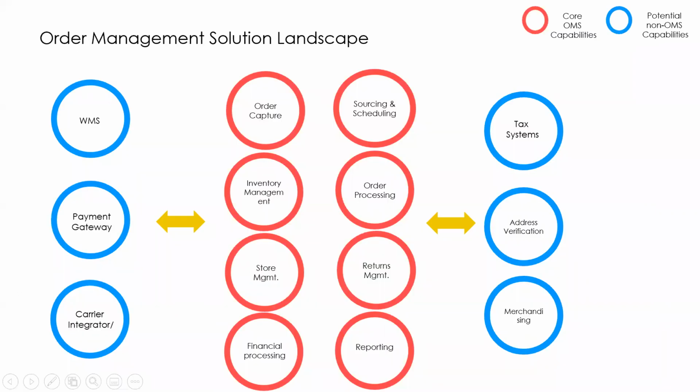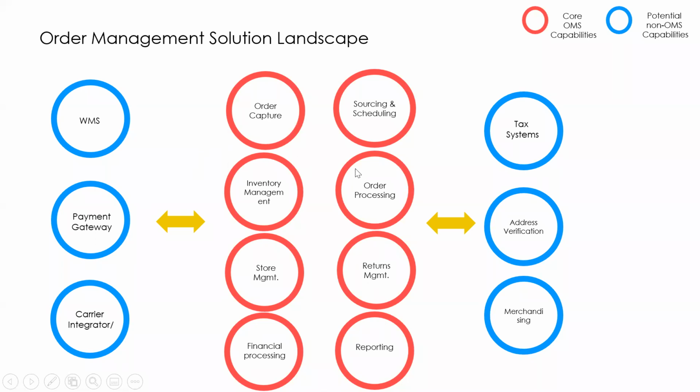Okay, getting to the last section, right? Looking at how the order management solution landscape looks like. So in this slide, what we're trying to show is what are the core OMS capabilities, right? And what are the potential non-OMS capabilities, right? So what I see in red is all core OMS capabilities: order capture, sourcing and scheduling, right? Inventory management, order processing, returns management. That also is store management, financial processing, reporting. Right? These are the core functions of OMS.